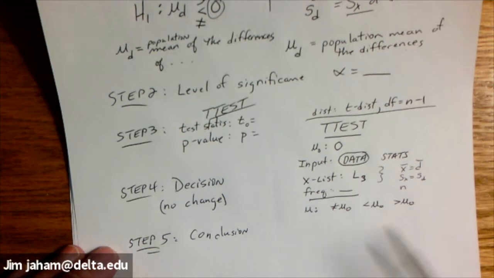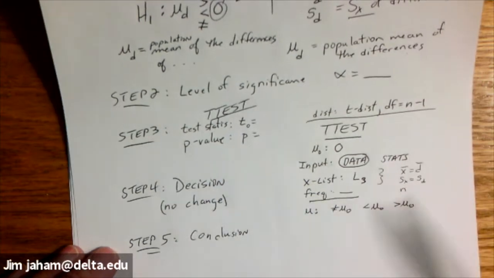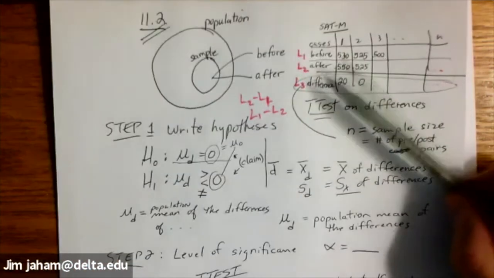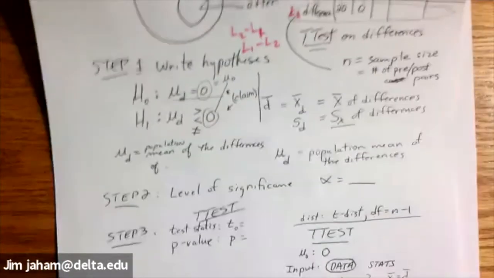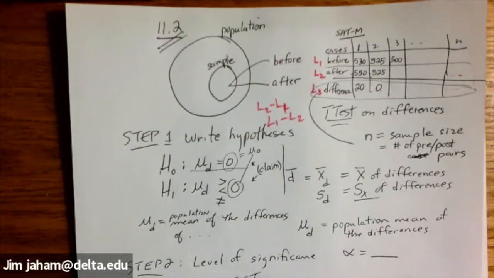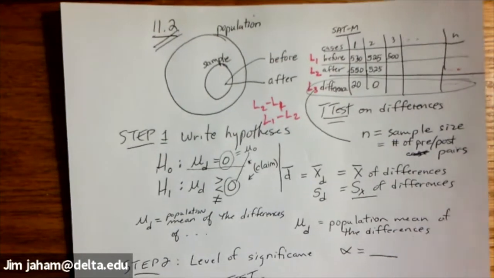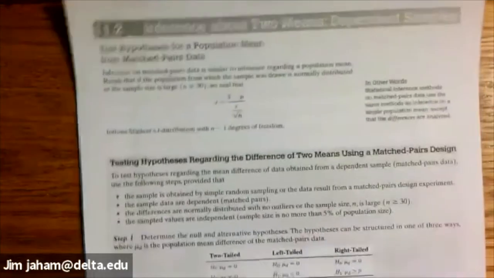So the big changes would be how you calculate the test statistic and the p-value. And you have to do a little bit of upfront work with the lists here. All right, so that's kind of a summary of the 5 steps of the hypothesis test from section 11.2. Let's go to an example. Maybe I'll go to the notes first.